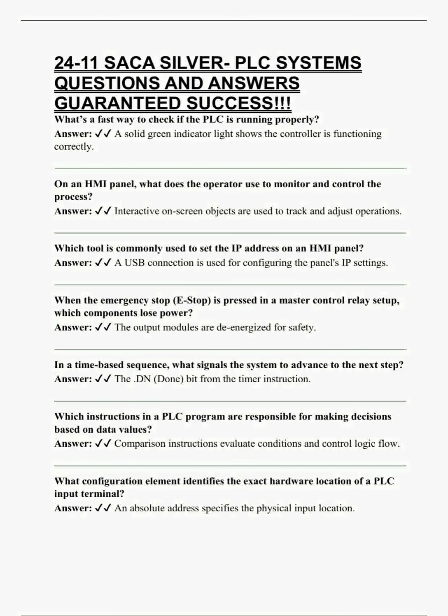Which tool is commonly used to set the IP address on an HMI panel? Answer: a USB connection is used for configuring the panel's IP settings. When the emergency stop, E-stop, is pressed in a master control relay setup, which components lose power? Answer: the output modules are de-energized for safety.